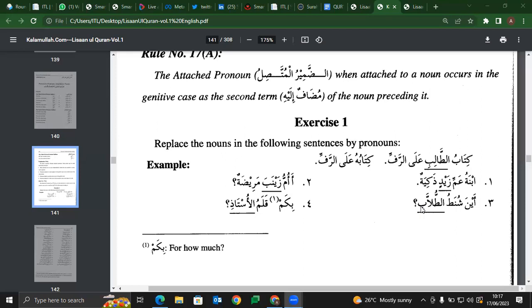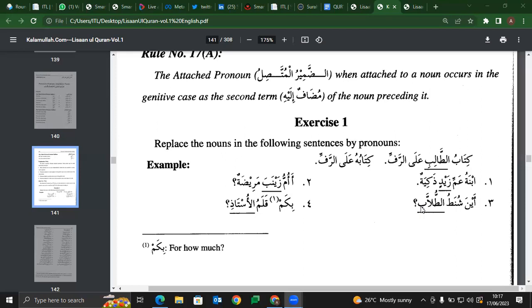Now here it won't be ibnatu ammi because I've already declared Zaid. I will use that pronoun, that attached pronoun here, which is Zaid ka. It's ka. So I would say ya Zaidan ibnatu ammika. You see how it differs? So you have to declare it. If it's hadir, you have to declare it. If it's not declared, that means it's ghaib.